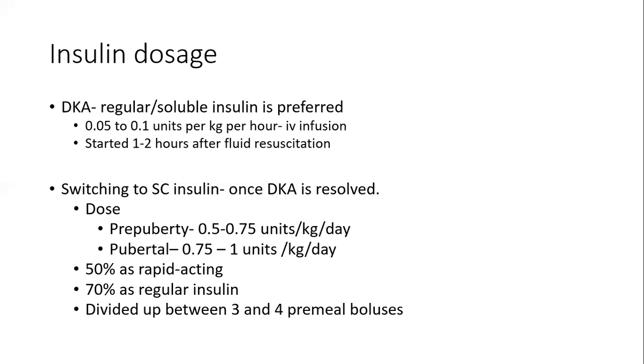So what's the dose of insulin? We've seen the regimens. What's the dose of insulin? Now, I know DKA will be discussed in the upcoming lectures, but insulin in DKA is 0.05 to 0.1 units per kilo per hour for children, and you start about 1 or 2 hours after fluid resuscitation. Once the DKA is resolved, then you switch the patient to subcutaneous insulin. If it's a patient who has been on insulin, then you may want to start them on the regimen that they were taking. Then you adjust before you discharge.